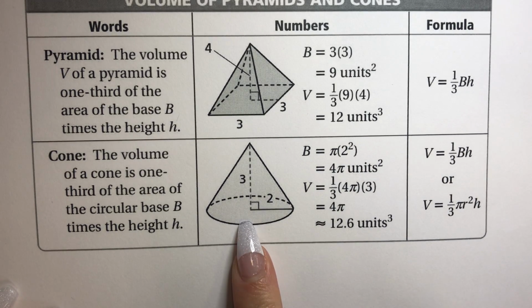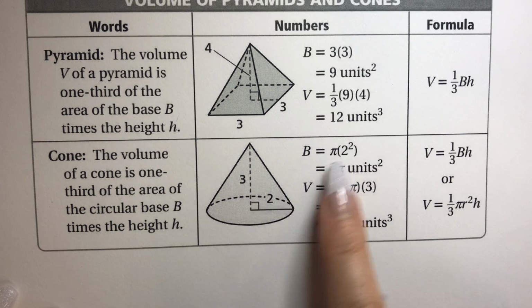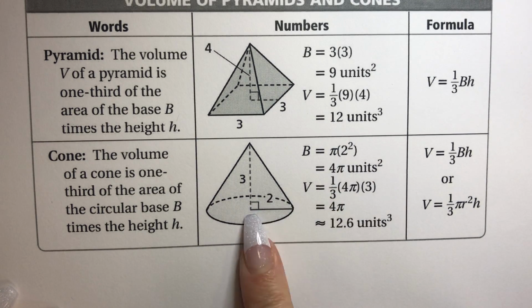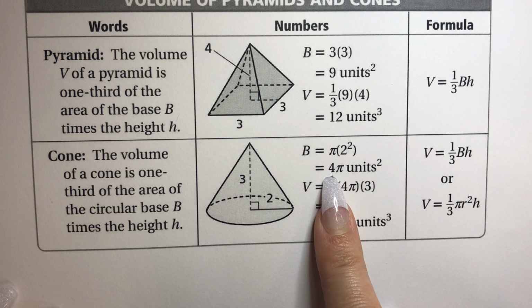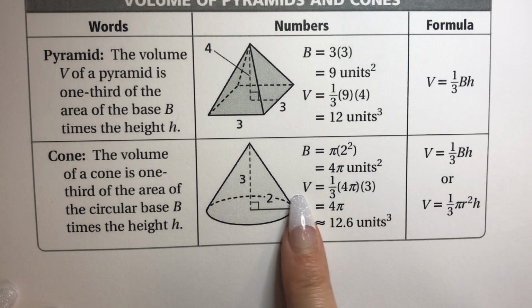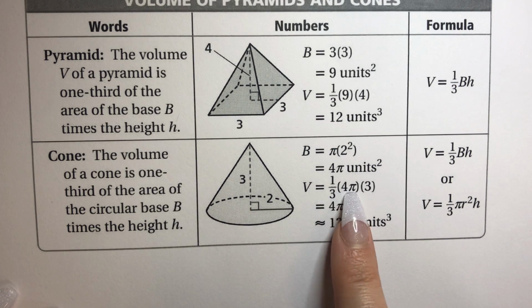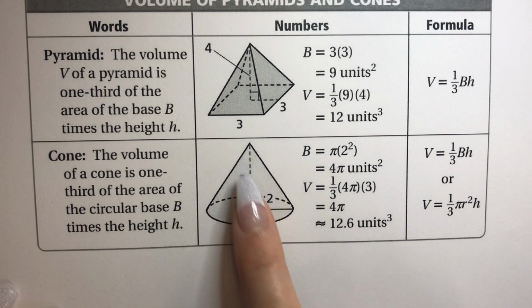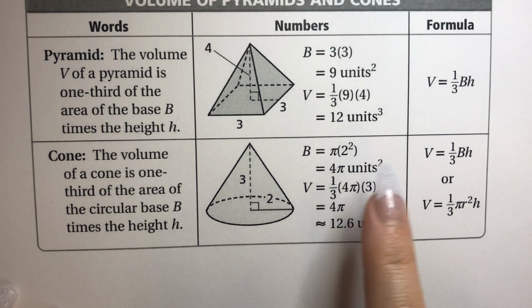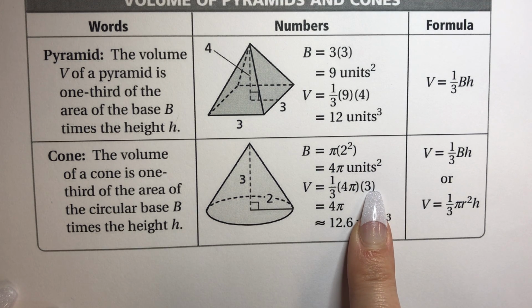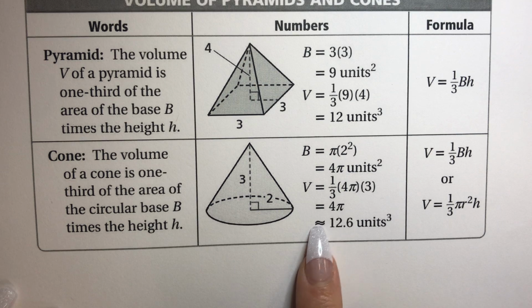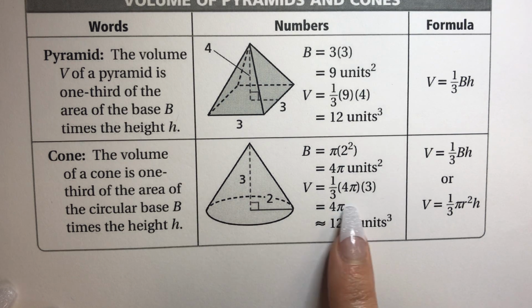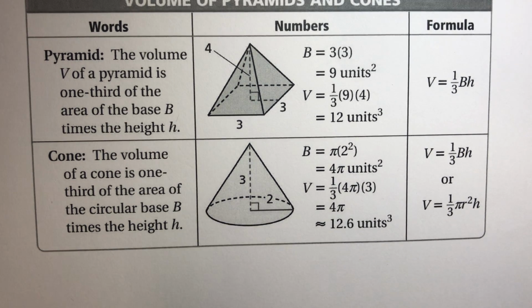So when we look at this cone, and we want to find the area of the base, right, we're going to go pi r squared. The radius is 2, so 2 squared, 2 times 2 is 4, so we get 4 pi. And then the volume equals 1/3 times 4 pi times the height, which is 3. So I'm going to go 1/3 times 3 because I know that 1/3 times 3 is 1. 1 times 4 is 4 pi. And so that would be the volume. And then if I wanted to go 3.14 times 4, I would end up with 12.6 units cubed.